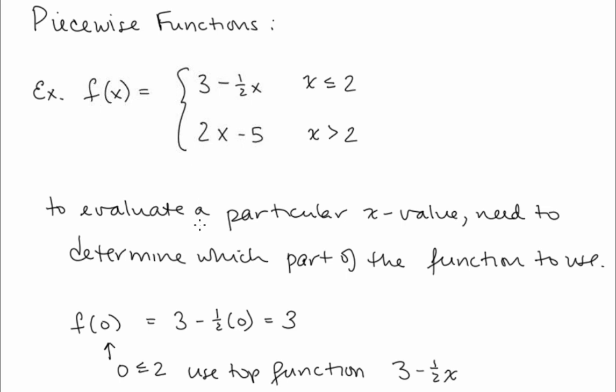To evaluate a particular x value, we need to determine which part of the function to use. So for example, if we want to find f of 0, we have to figure out which function we're going to use here. Well, we take a look at our x value, x equals 0, and we realize that 0 is less or equal to 2. So 0 fits into this set, which means we should be using this function, 3 minus 1/2 x. So f of 0 is 3 minus 1/2 times 0, which is 3.